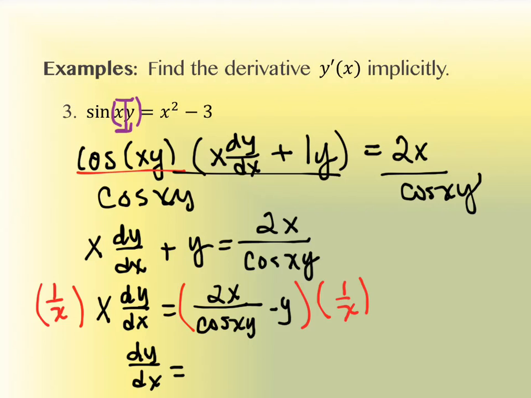On the right-hand side, if I distribute this, and the reason I'm having to distribute is because I didn't distribute before. So, I mean, you still get to distribute at one point or another. If I take 2x over cosine xy and I multiply it by 1 over x, what's going to happen?